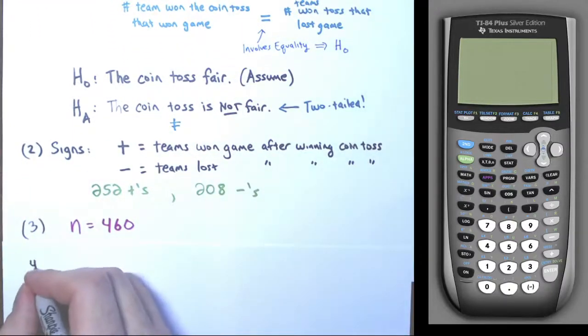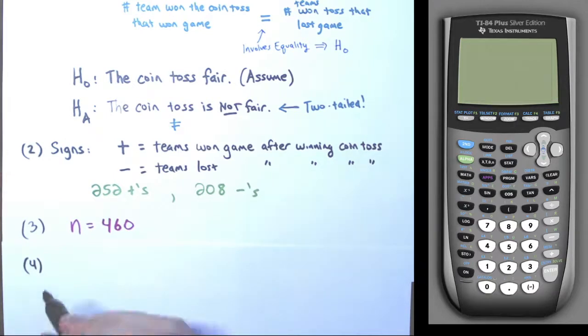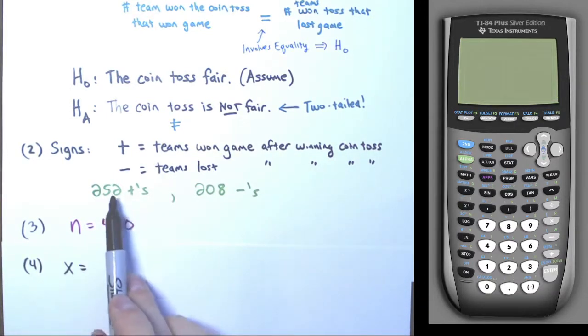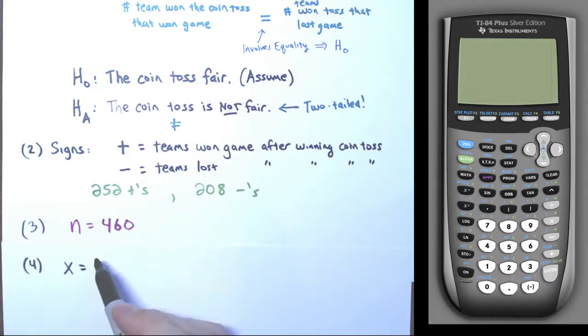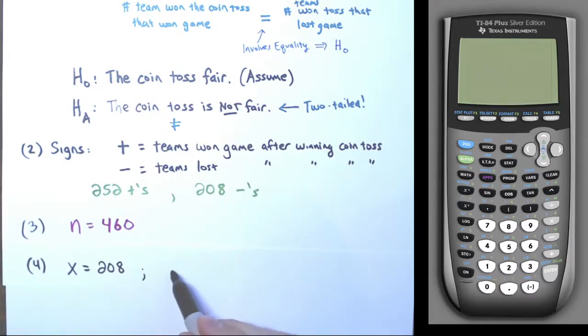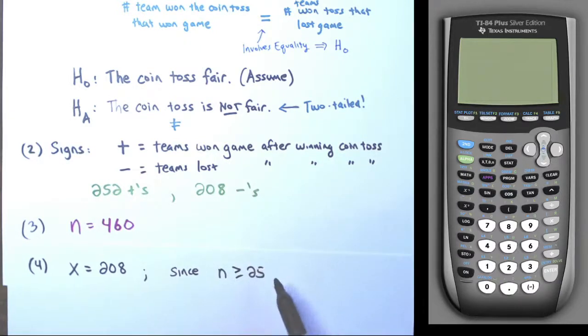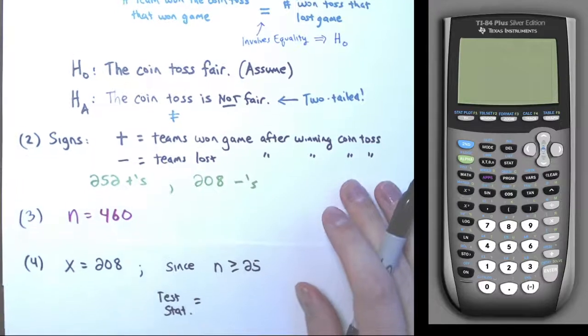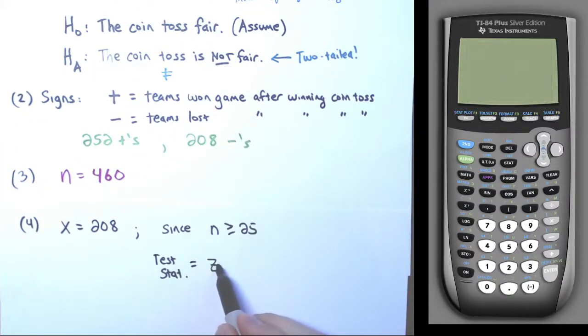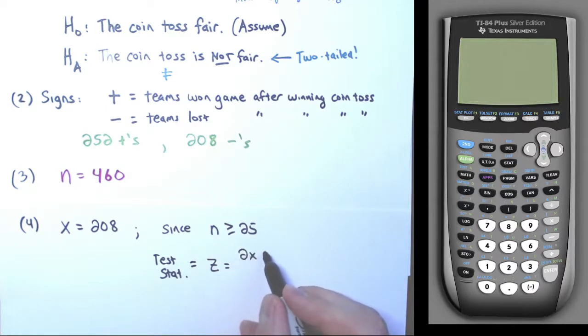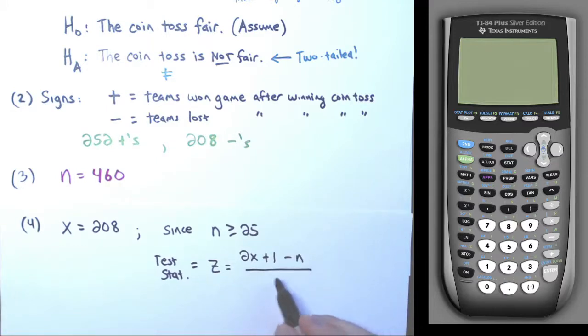All right, fourth part. So first I find that x, remember x is the number that's the least frequent, so the 208 minuses. And then since n is greater than or equal to 25, our test statistic, I'll just put test stat, is going to be a z-score. Right, z equals, and I'll do that simplified version, where it was 2x plus 1 minus n, and then all that divided by the square root of n. All right. Now we know x and n.